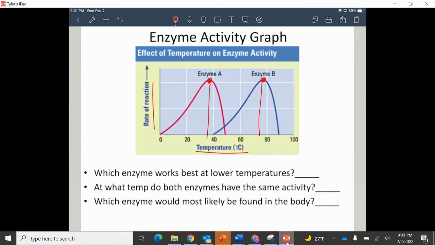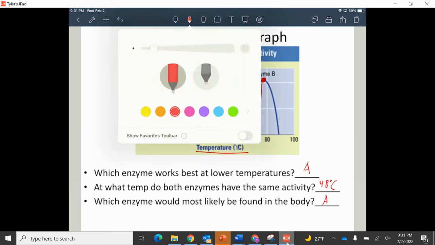So which enzyme works best at lower temperatures? Well, obviously enzyme A. At what temp do they both have the same activity? They intersect here around maybe, I don't know, 48 degrees Celsius, and which would be most likely found in the body? Probably enzyme A. Remember, this is Celsius, so 37 degrees Celsius is human body temp, which is about where enzyme A peaks at. But the thing I really want you to pay attention to here is what happens when you get outside of that optimum temperature range, right?